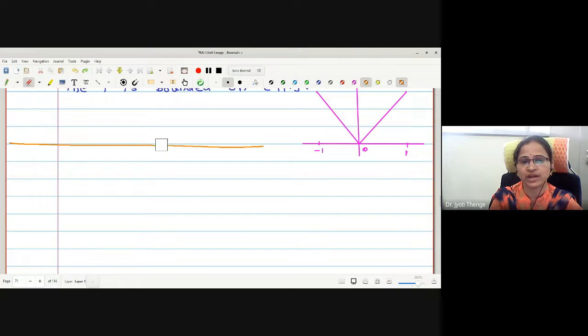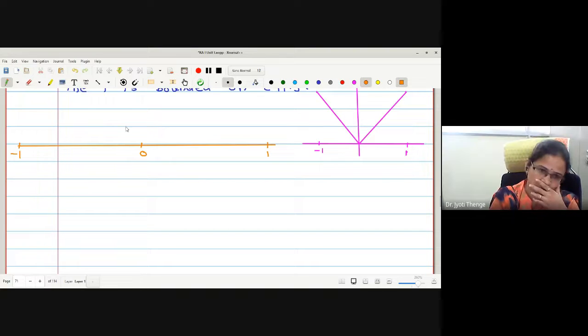We are going to divide the interval minus 1 to 0 into n equal parts and 0 to 1 into n equal parts. Now you have to tell me what kind of interval it will be. Minus 1 to 0, what is the length? 1. Therefore, each subinterval, if I divide into n equal parts, is of length 1 by n.